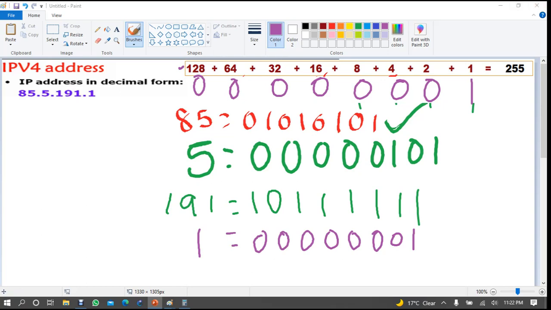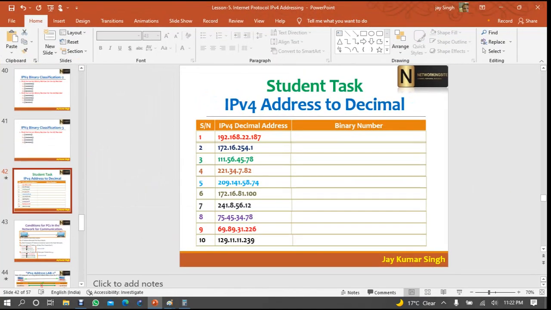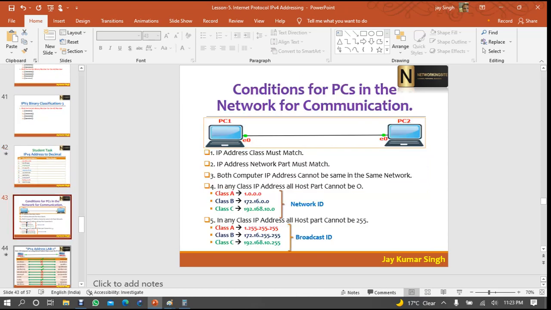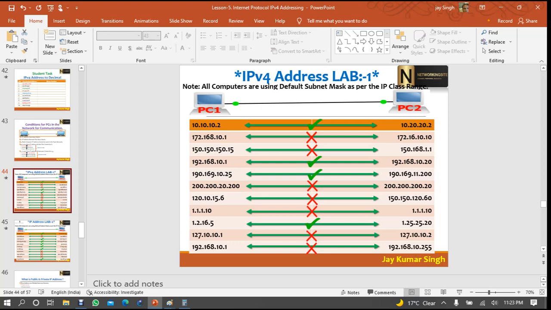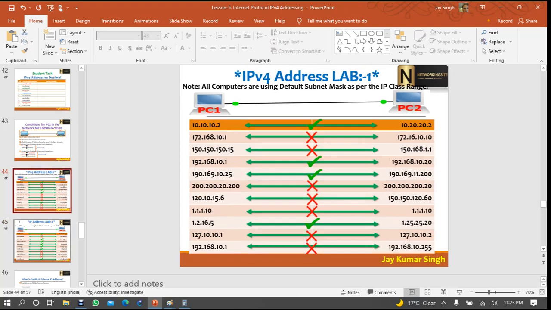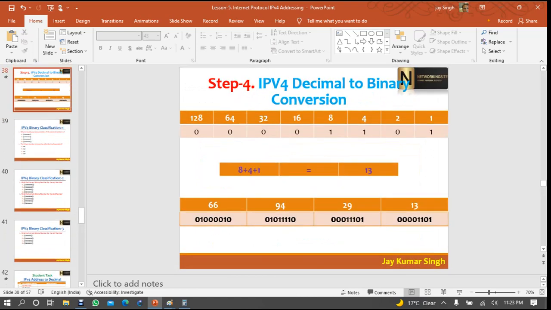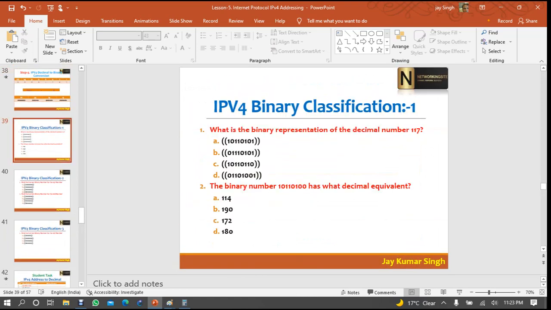Once you have completed these binary calculations, after that, here are also IPv4 addresses, and you have to convert them to binary. Once you are done with this, then we will be working with IPv4 lab 1 and lab 2, and once you are done with lab 1 and lab 2 successfully, then you are done with IP addressing. Let me share these assignments with you. Complete and send back to me.